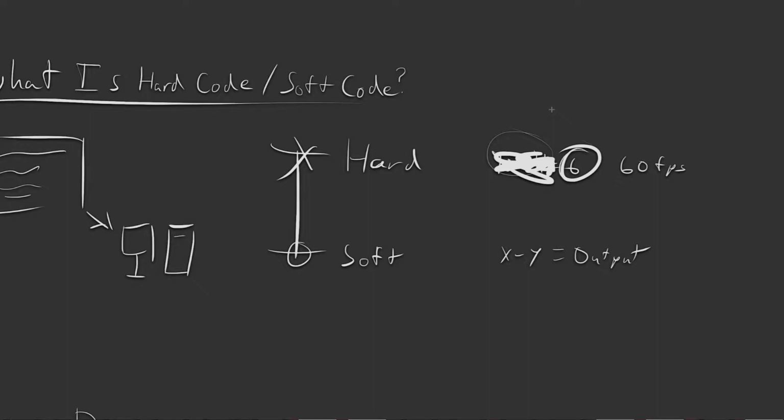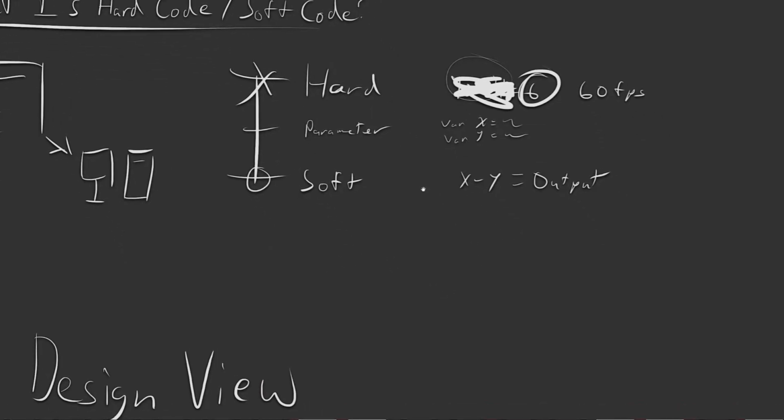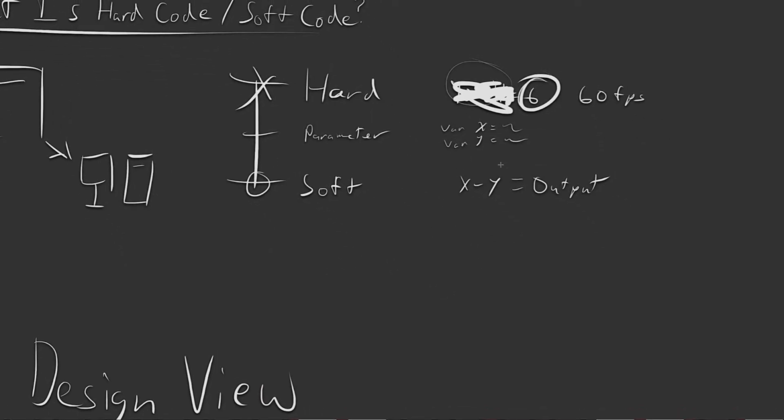Now the difference is between the middle ground, which I'm just going to call parameter, though I don't necessarily know exactly what people call it. This is the middle ground where you would define, like in parameter, x: variable x equals whatever, and variable y equals whatever. Inside of soft coding, however, it would pull from the data of the game, or maybe from an assets file.